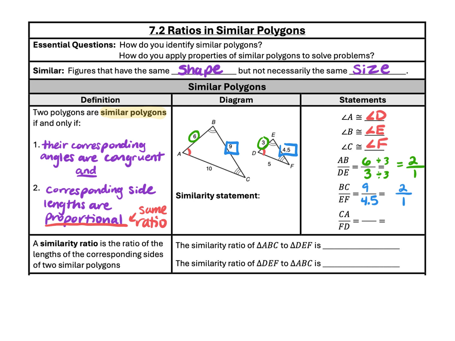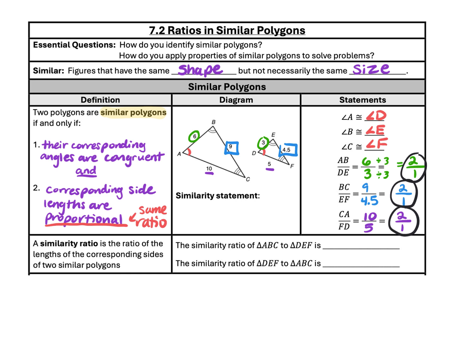And now for our final one, let's check CA, which is this 10, and DF, which is the 5. Well, 10/5 also reduces to 2/1. So that's what it means when the corresponding sides are proportional. All of these values, when you simplify them, have to be the same.